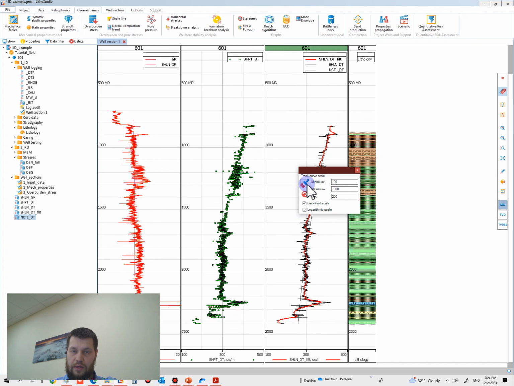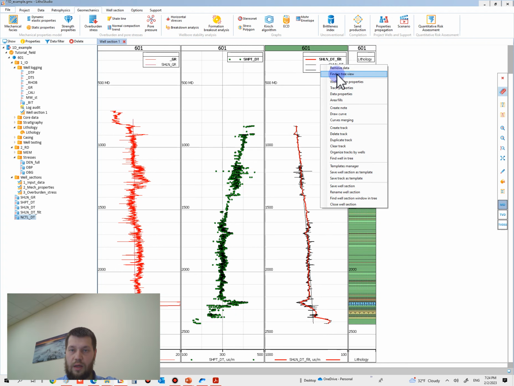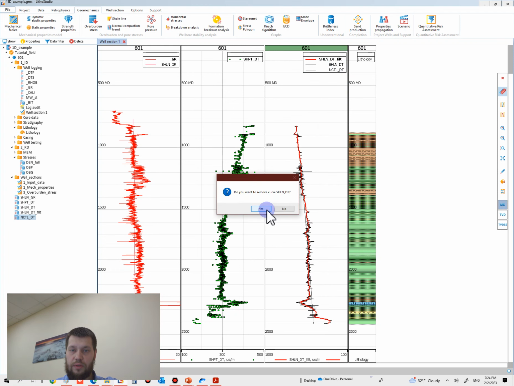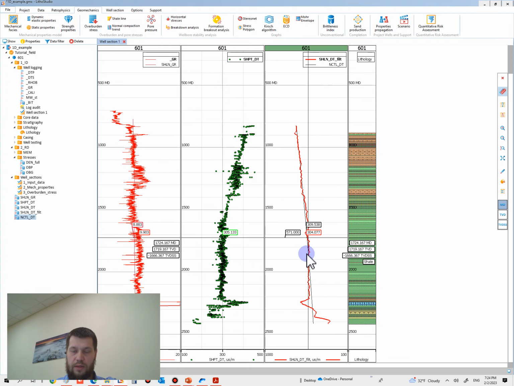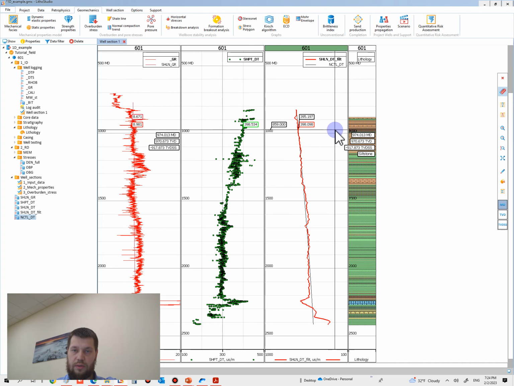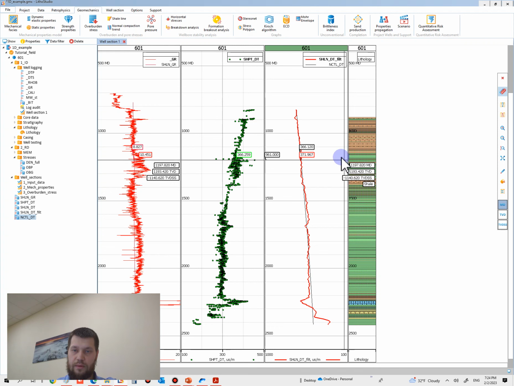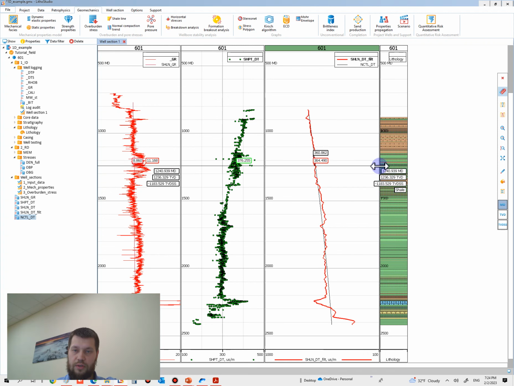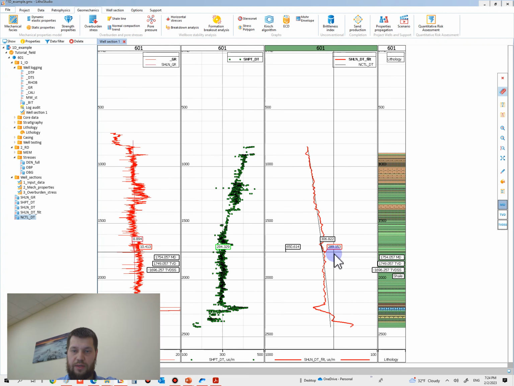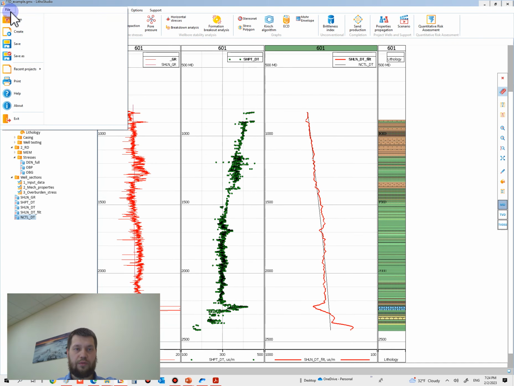Let's make a logarithmic and backward scale for convenience and remove the initial shale line. Please note that the black curve is the normal compaction trend line and the red curve is the initial one. Okay, don't forget to save.